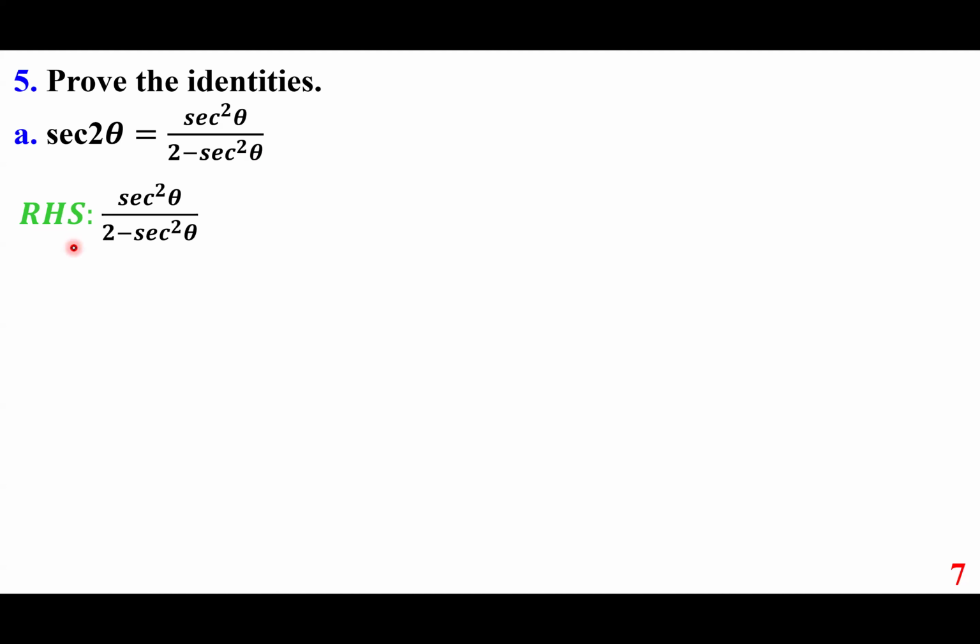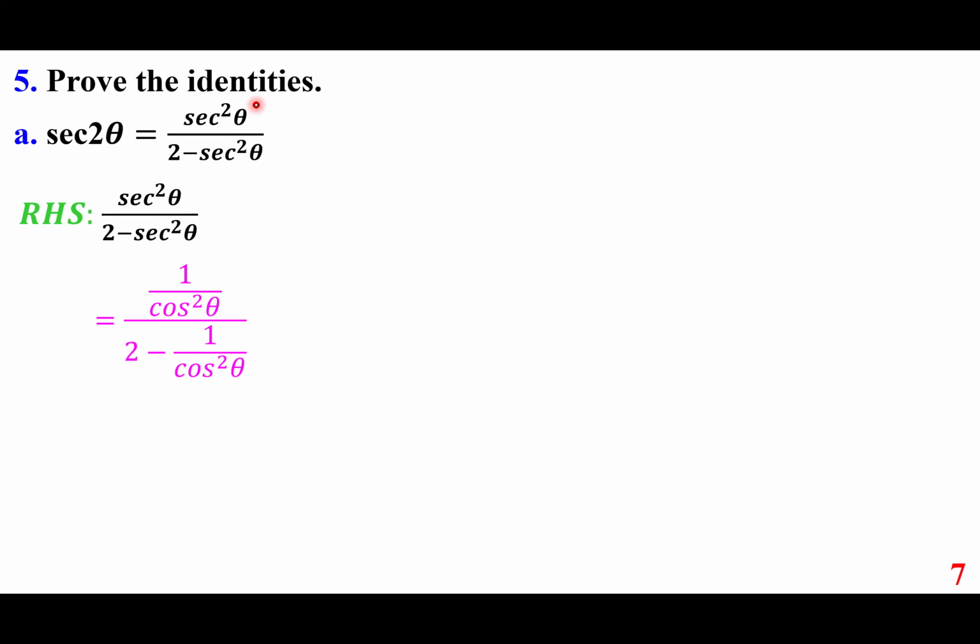Anytime you have various trigonometric functions, one easy way to prove things, go to sine and cosine most of the time. Secant is 1 over cosine, so secant squared is 1 over cosine squared. So 1 over cosine squared, over 2 minus 1 over cosine squared. This is a complex fraction. You multiply by LCD, which is cosine squared.